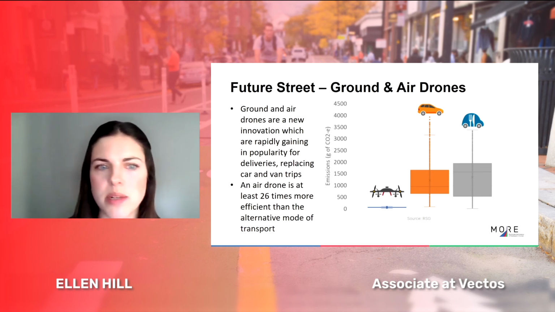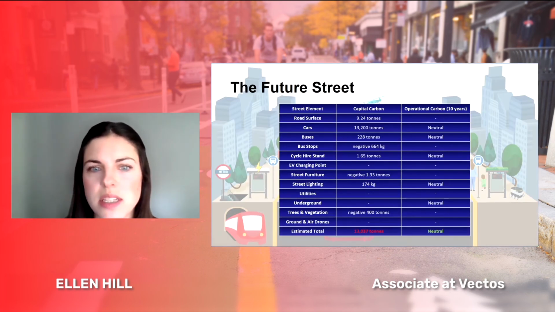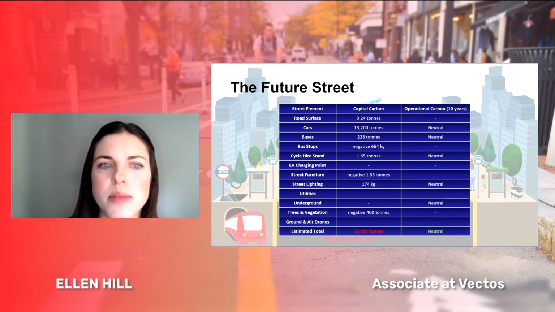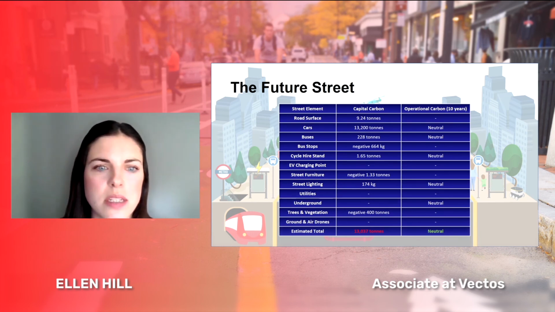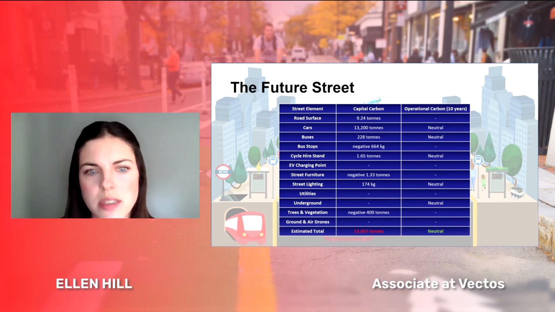And then next slide, please. Here is a summary of the indicative values derived for each streetscape element where data was available. This demonstrates for the future streets a capital carbon value in the order of 13,000 tonnes when looking at the streets as a whole, with a generally neutral operational impact over a future 10-year period.